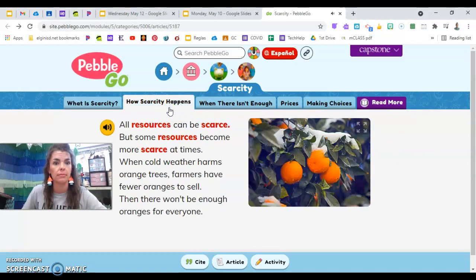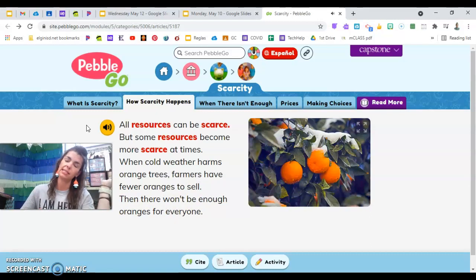How scarcity happens. How does it happen, though? Why is there not enough? All resources can be scarce, but some resources become more scarce at times. When cold weather harms orange trees, farmers have fewer oranges to sell. Then there won't be enough oranges for everyone.